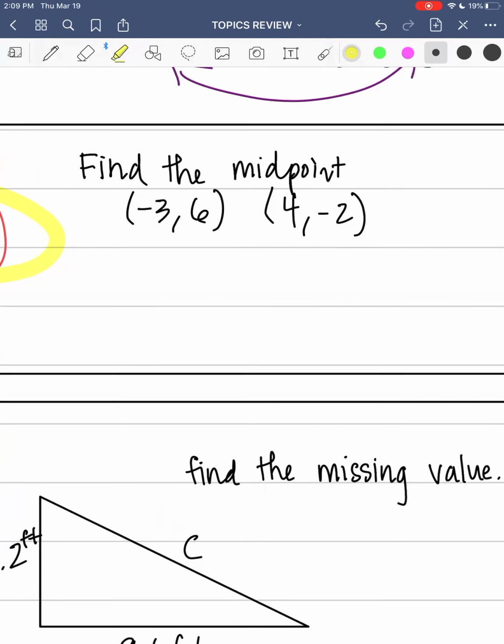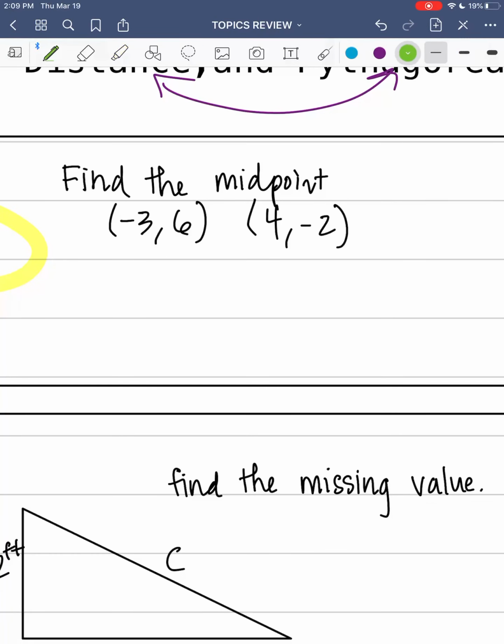Let's do an example here. It just says find the midpoint of these points. So our answer is going to be a point, an x and a y. The new x, the x for the midpoint, we get by taking the x's from the original points. So we have to do negative 3 plus 4 divided by 2. And that ends up being negative 1/2.